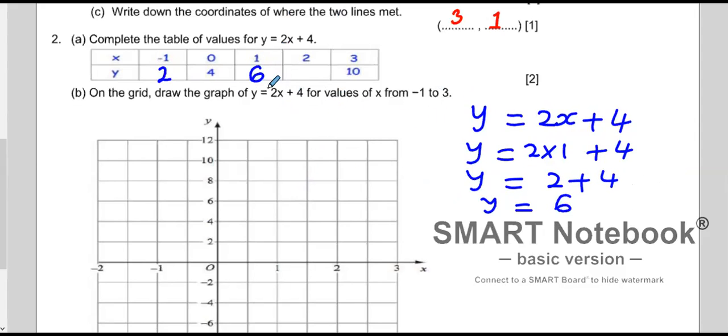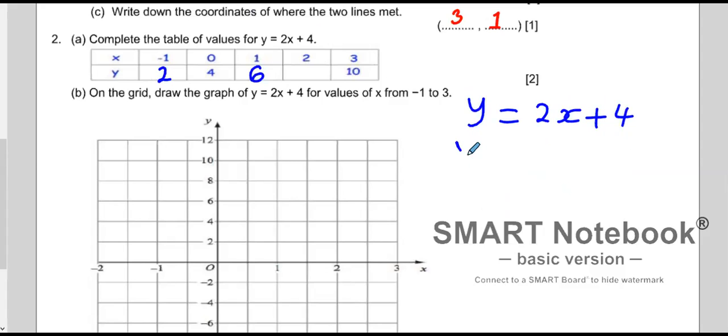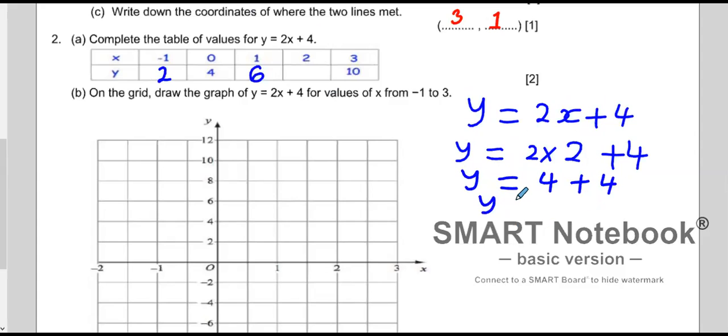All right, keep going. X is 2, what is y? So you go back to the same equation, y equals 2x plus 4. Y equals 2 times x, and in this case x is 2, so plus 4. Y will be equal to 2 times 2, which is 4, add 4 here. Y will be equal to 8. All right, I think you have understood how to do those calculations.